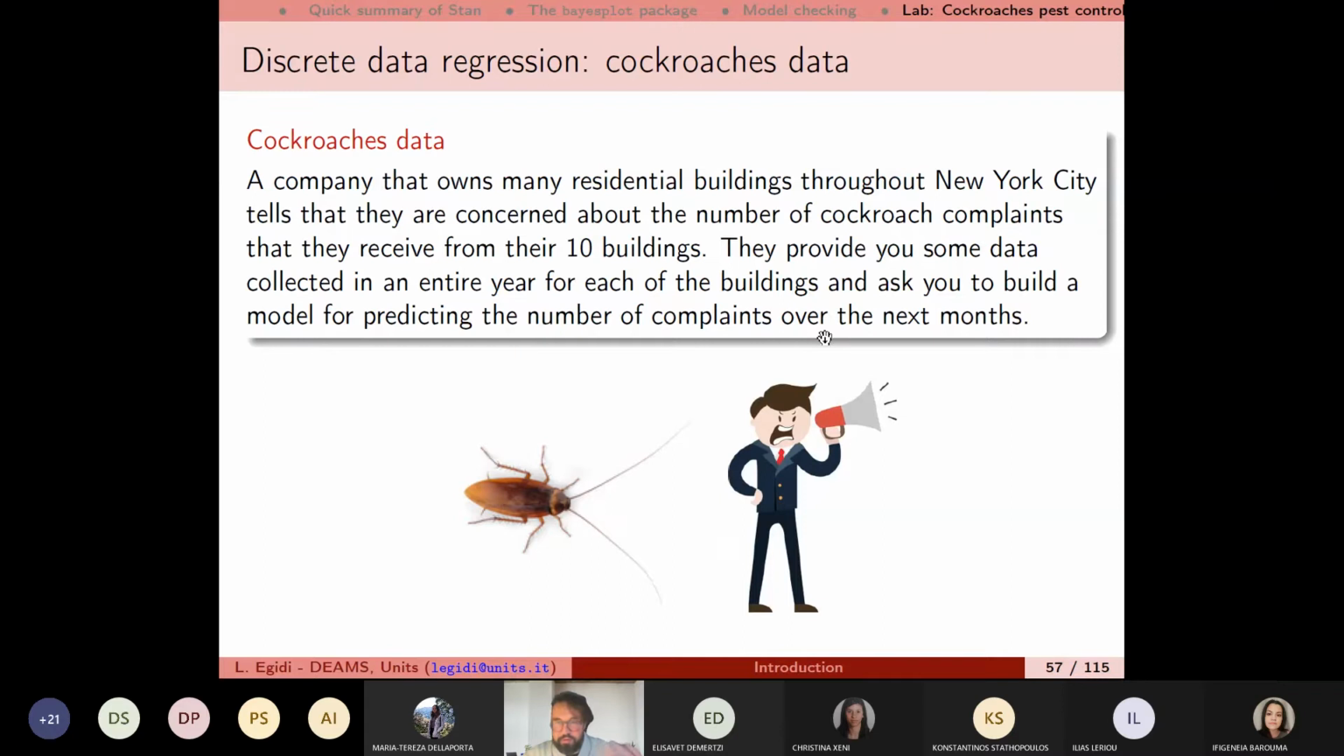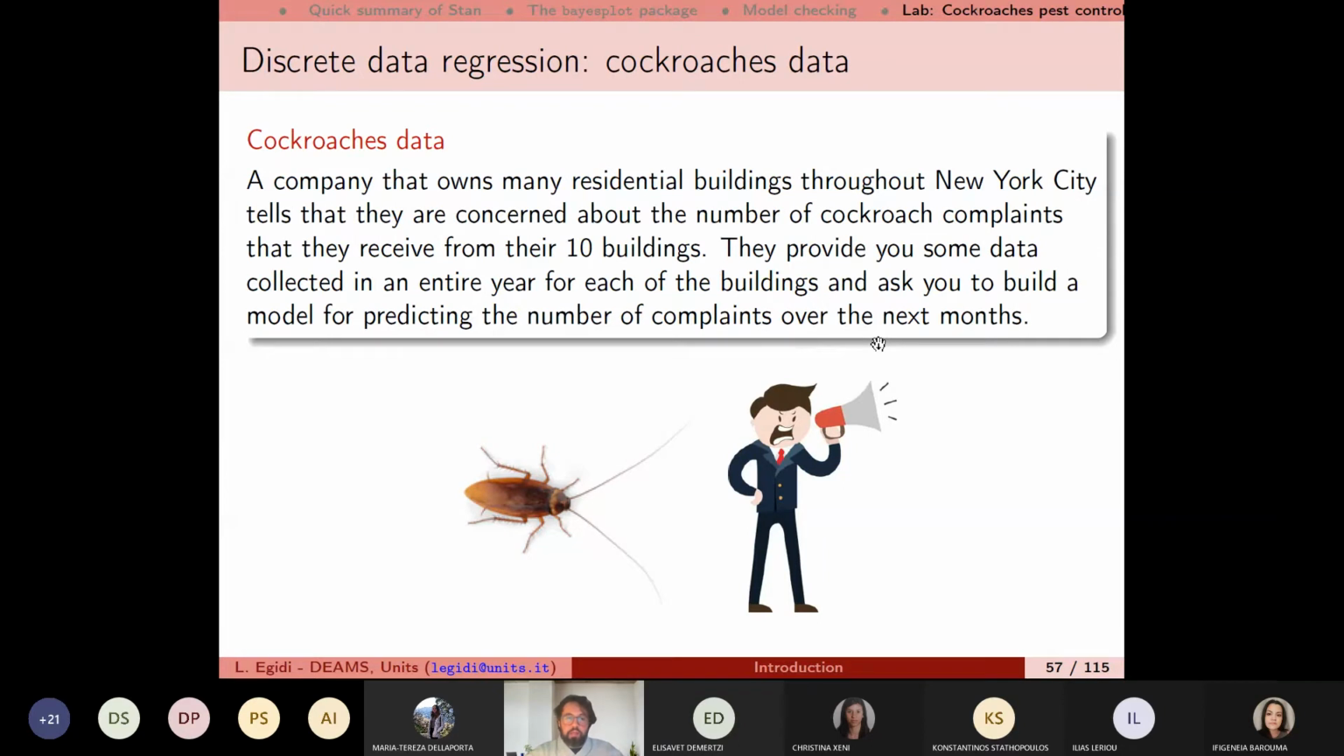They say that you are the statistician. They provide you some data collected over an entire year for each of the buildings, and ask you to build a model for predicting the number of complaints over the next months. So basically, considering all the 10 buildings, the company is asking to develop a predictive model for the number of complaints over the next months.